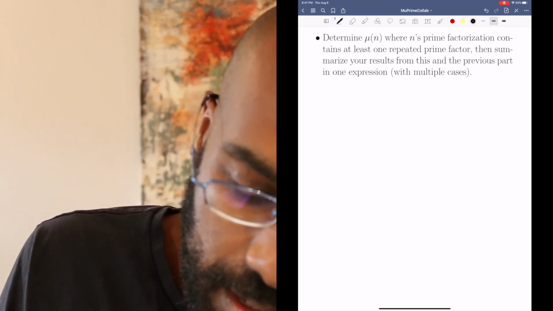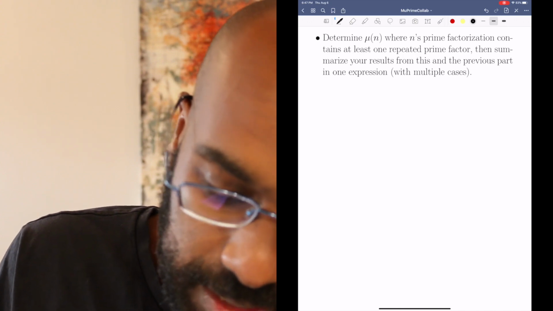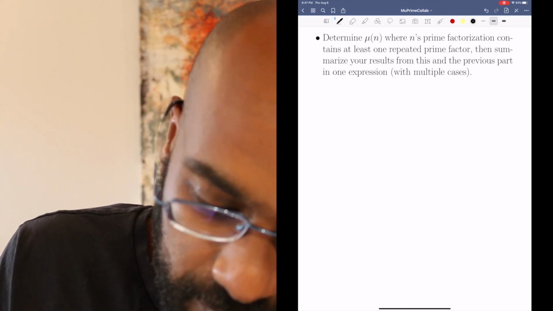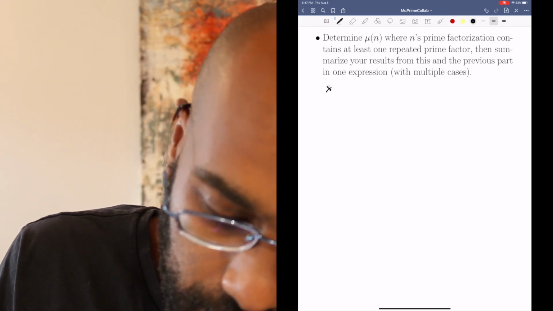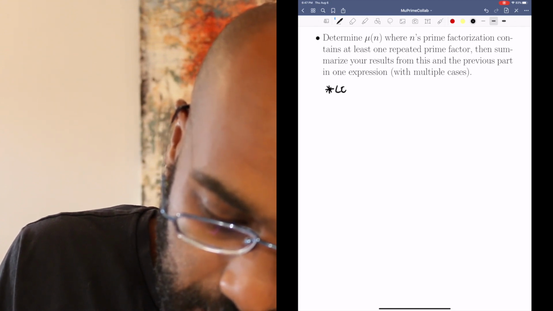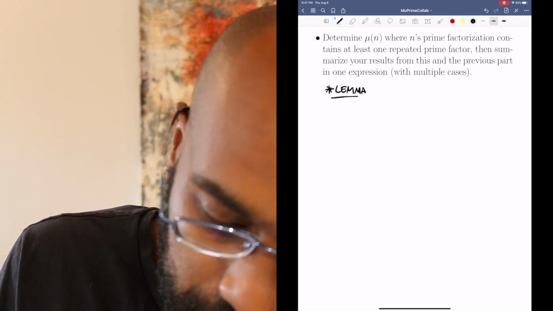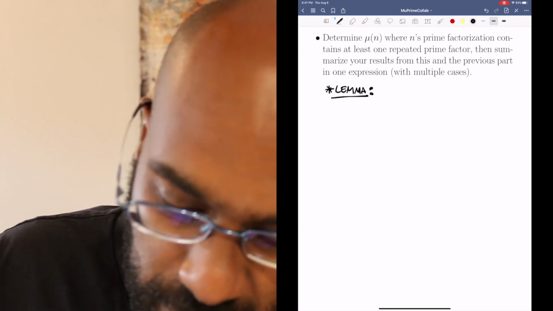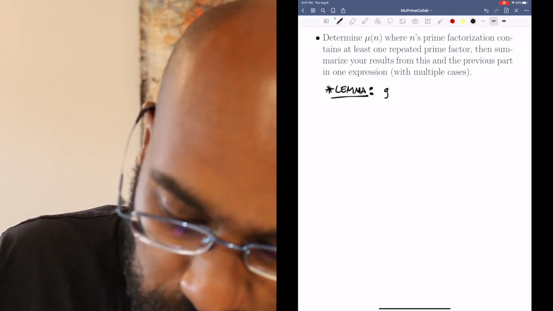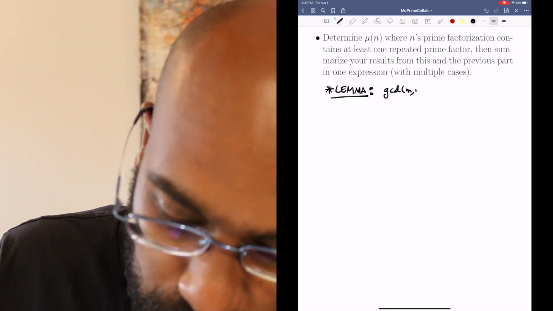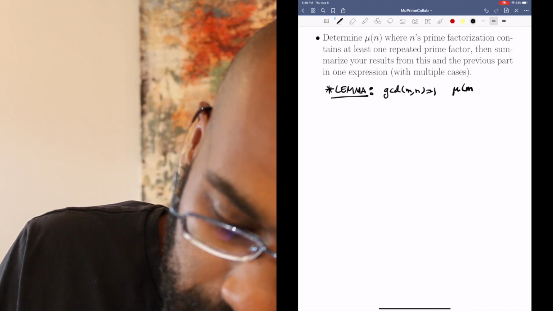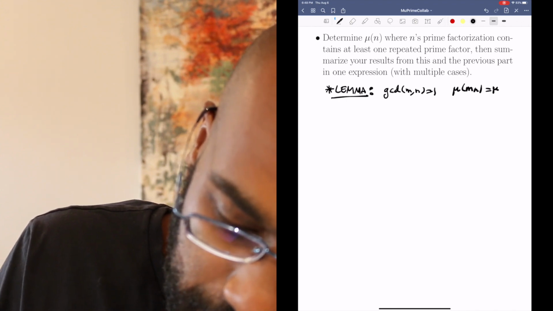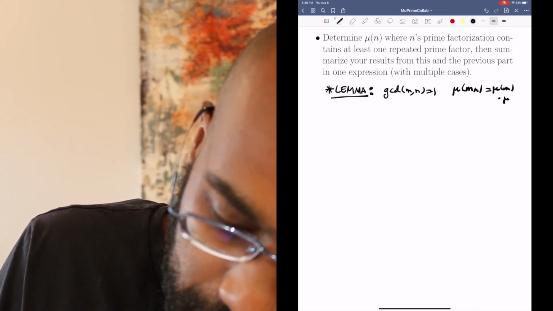Again, our defining expression tells us something kind of fascinating, and I want to make a lemma that claims the following. If you have two positive integers m and n whose GCD is 1, then I claim that mu of mn is mu of m times mu of n.